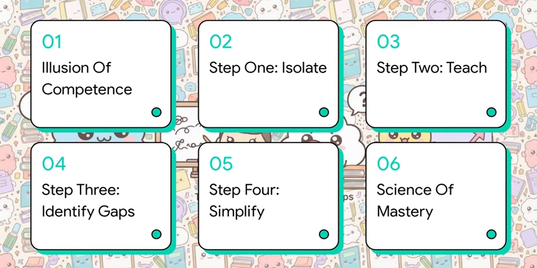Okay, let's dive right into this explainer. Here is our agenda for today. We're starting with the illusion of competence, then walking through the 4 actionable steps of the Feynman technique: isolate, teach, identify gaps, and simplify. And we'll wrap up with the science of mastery.